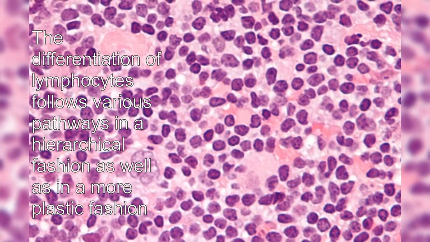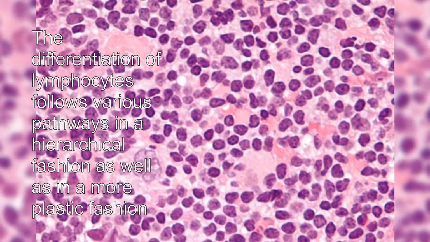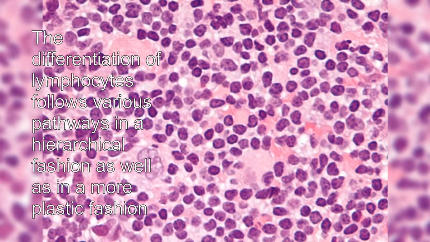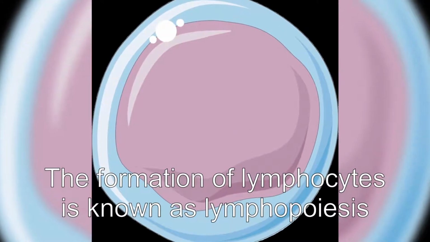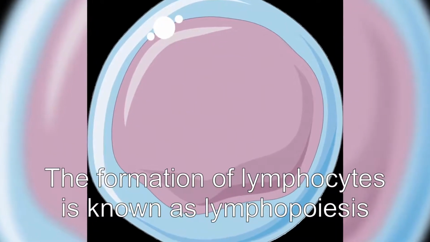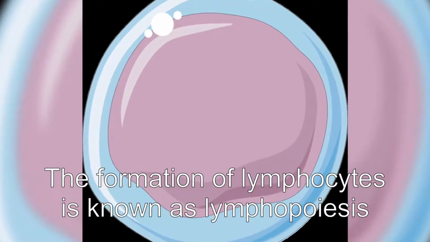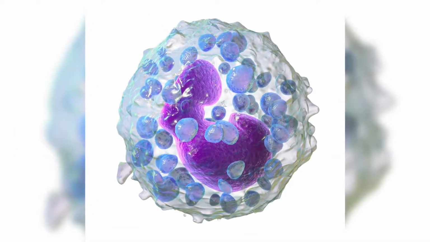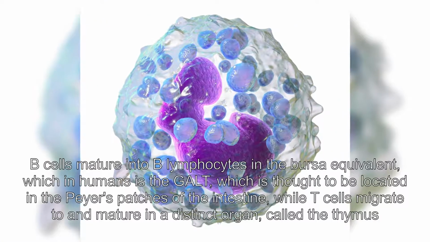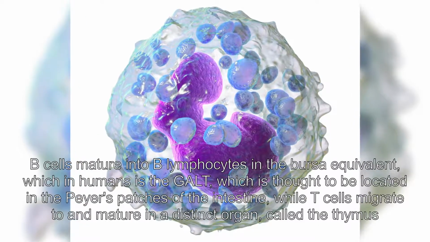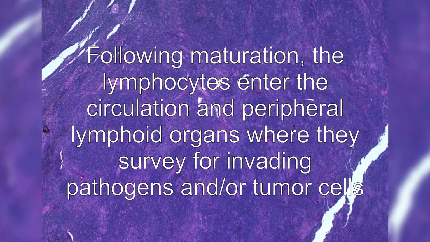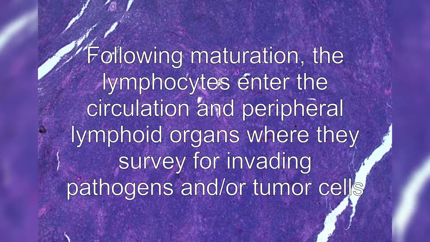B cells mature into B lymphocytes in the bursa equivalent, which in humans is the GALT, which is thought to be located in the Peyer's patches of the intestine, while T cells migrate to and mature in a distinct organ, called the thymus. Following maturation, the lymphocytes enter the circulation and peripheral lymphoid organs where they survey for invading pathogens and/or tumor cells. The lymphocytes involved in adaptive immunity differentiate further after exposure to an antigen.